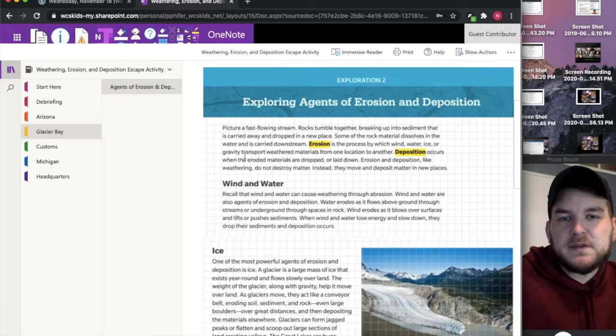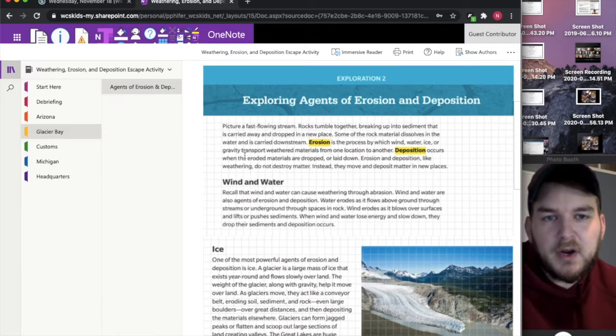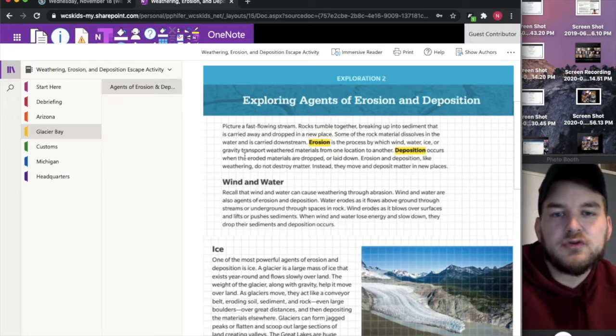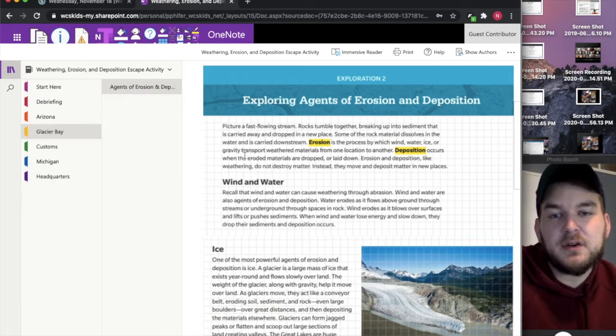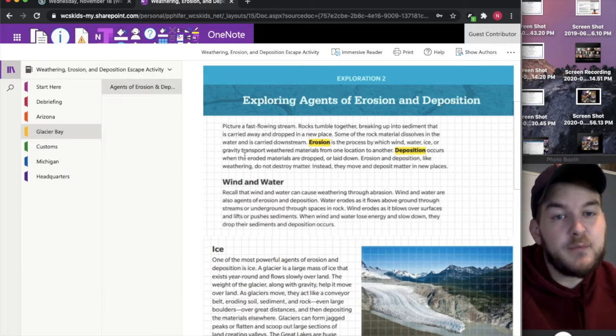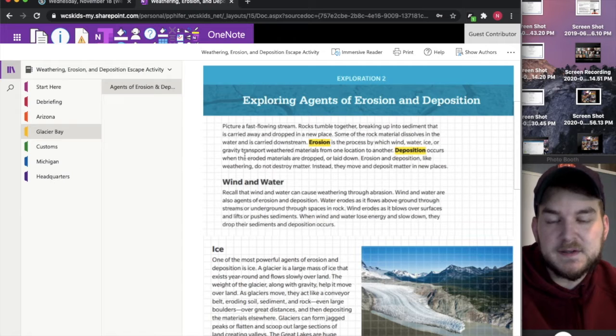Picture a fast-flowing stream. Rocks tumble together, breaking up into sediment that is carried away and dropped in a new place. Some of the rock material dissolves in the water and is carried downstream. Erosion is the process by which wind, water, ice, or gravity transport weathered materials from one location to another. Deposition occurs when the eroded materials are dropped or laid down. Erosion and deposition, like weathering, do not destroy matter. Instead, they move and deposit matter in new places.